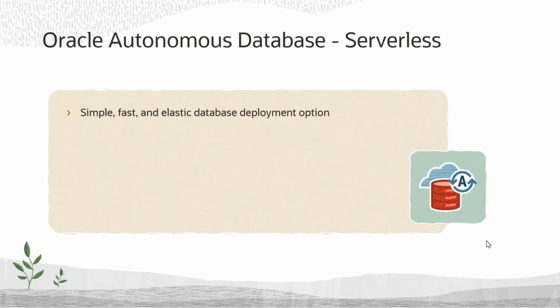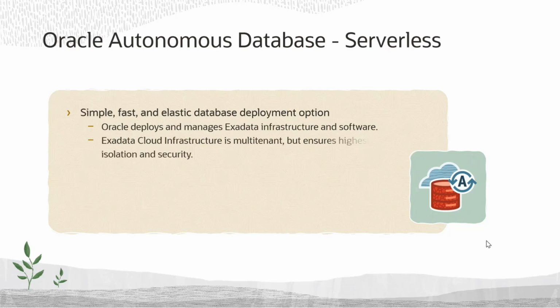Now we'll run through a brief explanation of each type of deployment. Starting with serverless, this is the simplest and fastest deployment service with elastic provisioning. Oracle provisions and manages the Exadata infrastructure and the associated software and their periodic updates. The Exadata infrastructure is shared with other customers, but there is no over-provisioning. It ensures a higher degree of isolation with Vault integration and does not compromise on security or performance.